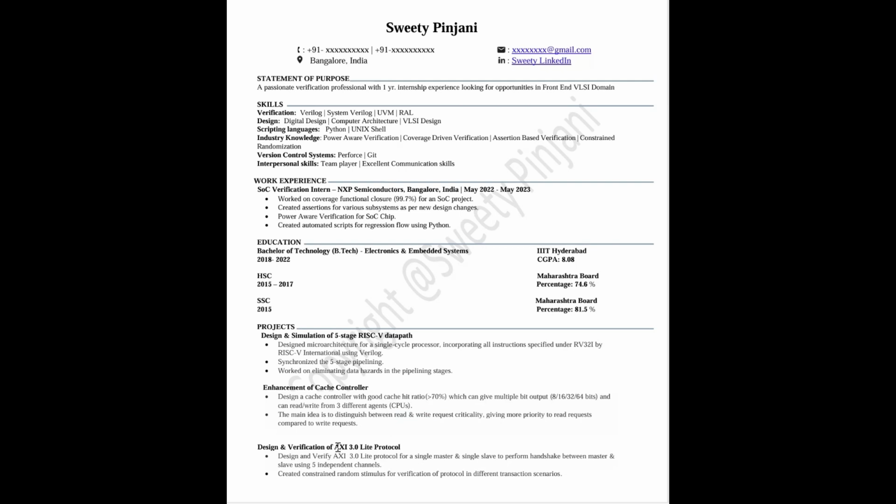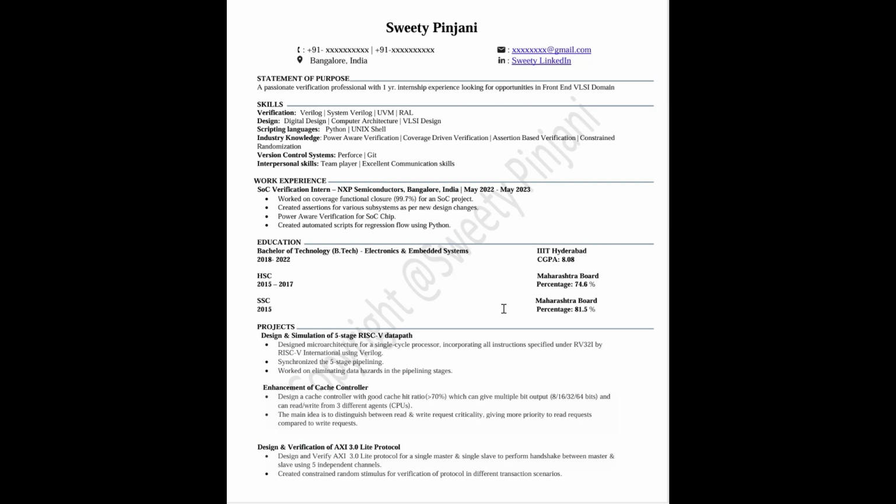Similarly, if you see in AXI3 protocol, we have tried to again describe with the help of keyword. Here, if you see, the design was for AXI Lite 3 protocol for single master, single slave, and we were performing the handshake for the single master, single slave using 5 independent channels. And then they have done some constraint randomization. So again, if you see, it is well described. Even the title is very proper, and we are using maximum keywords. This is how you should describe your college projects.